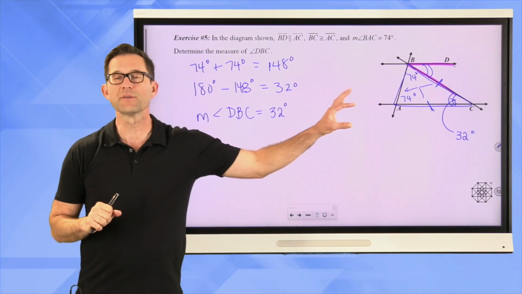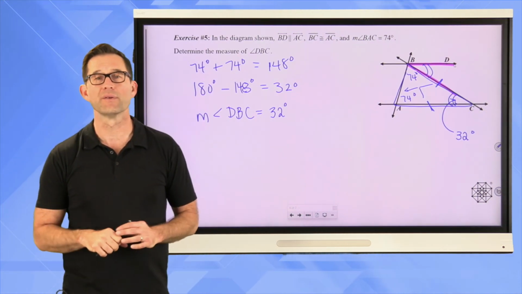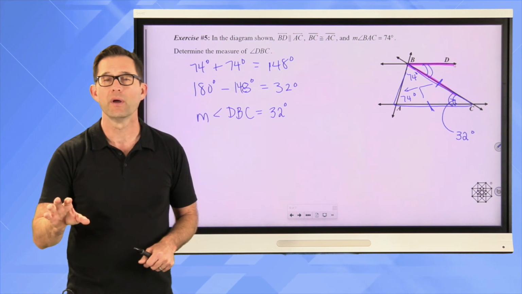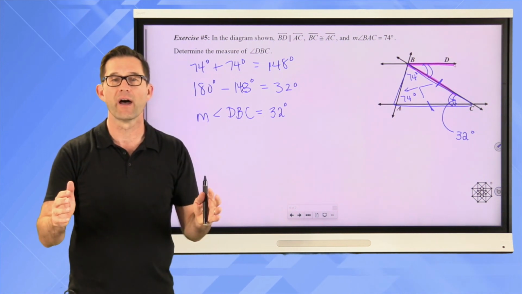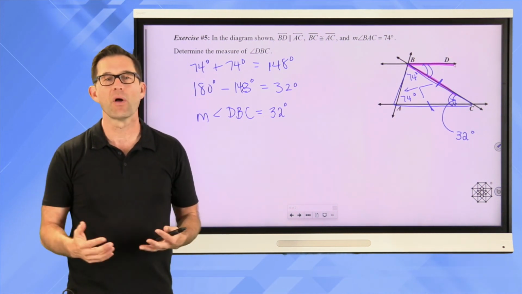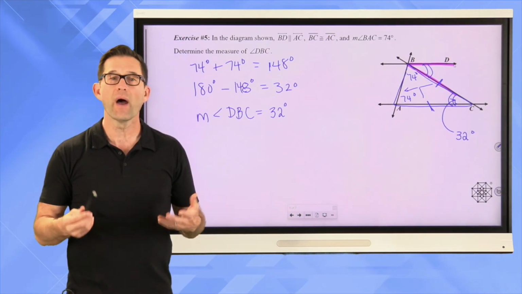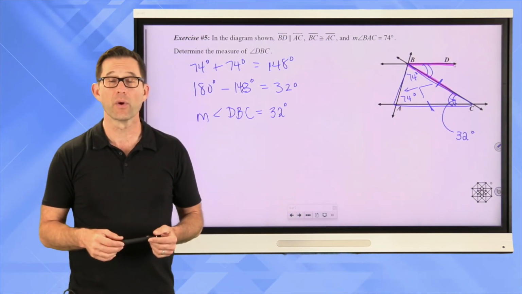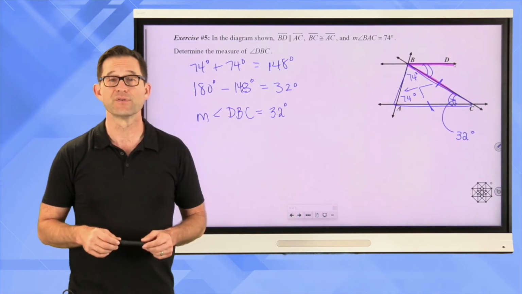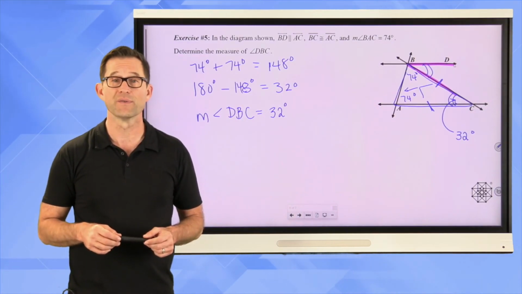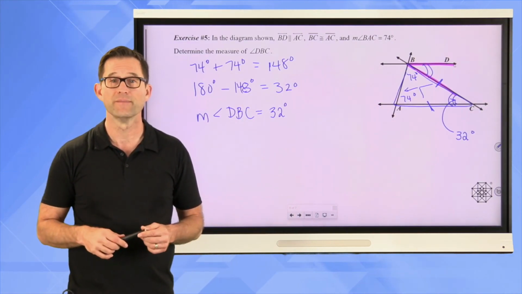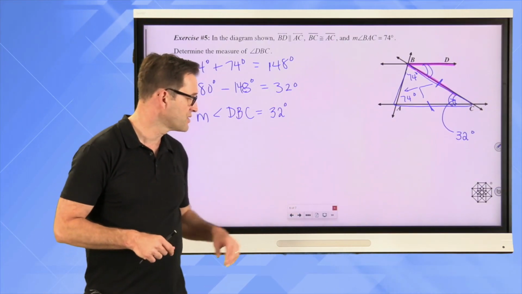These types of problems where isosceles triangles just show up in a larger diagram happen all the time in geometry. If you have two sides in a triangle that are congruent, then the angles opposite those two congruent sides are also the same measure. They're also congruent. Okay, let's wrap this up.